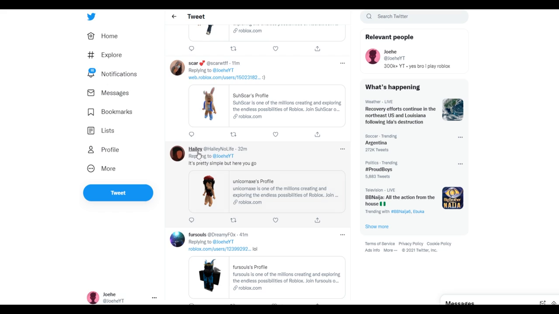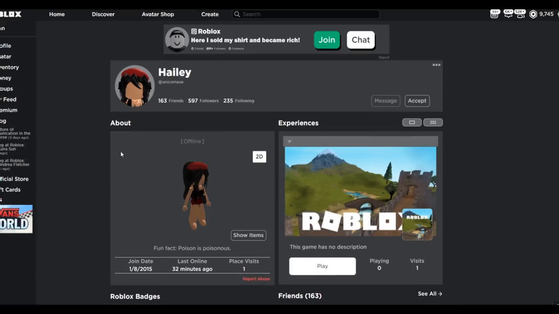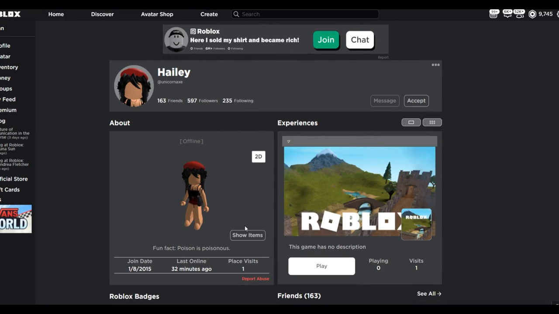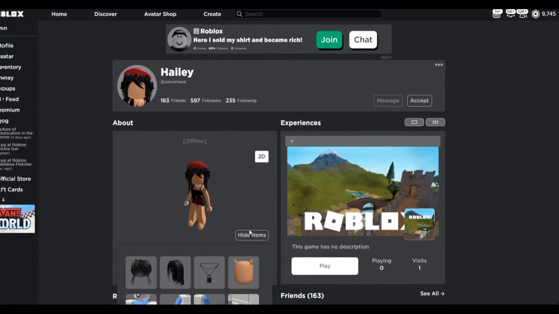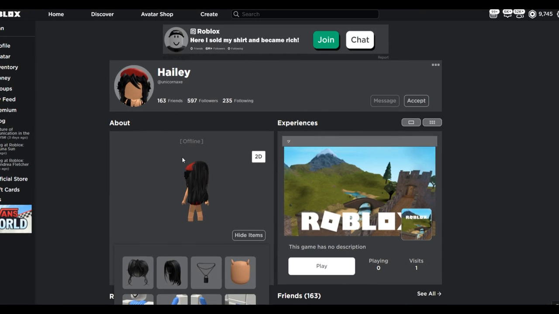Okay, we're checking out Haley. It's pretty simple, but here you go. Okay, we'll check it out. Dude, this one is hard. What do you guys think about this faceless trend? Because I honestly like it. The only problem with this, though, is that I would rock it, but I have headless, and headless is more expensive, so I'd rather put headless, but faceless goes hard.